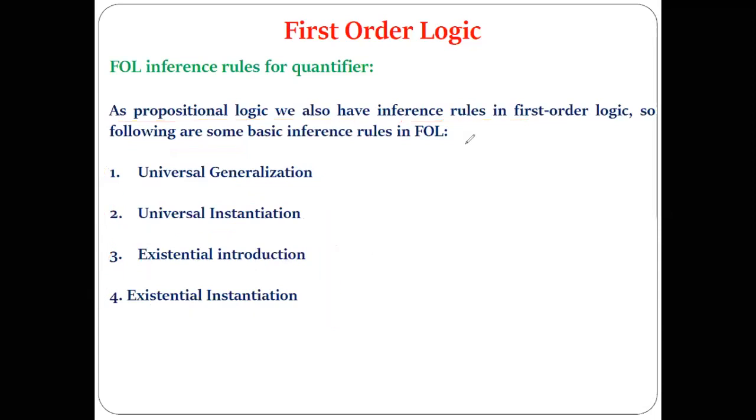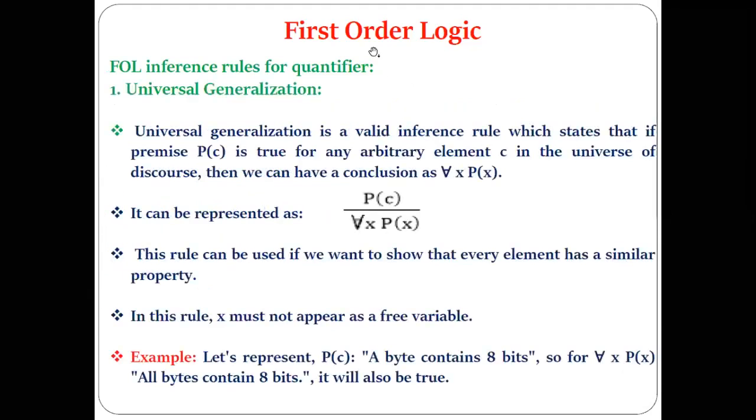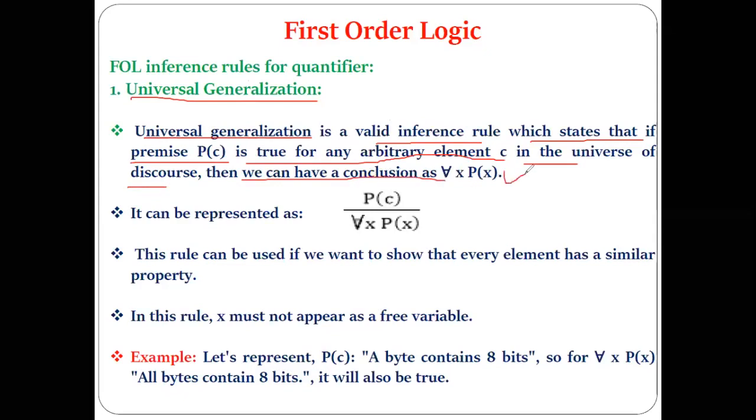Now let's see it one by one with examples so that we can get the clear concept. First, we have the universal generalization. Let's understand the technical point for this, and then we see the example. A universal generalization is a valid inference rule which states that if the premise P(C) is true for any arbitrary element C in the universe of discourse, then we can have the conclusion all x P(x).